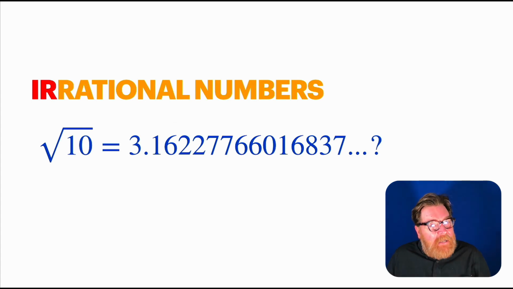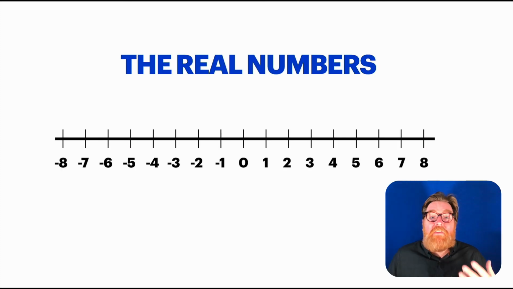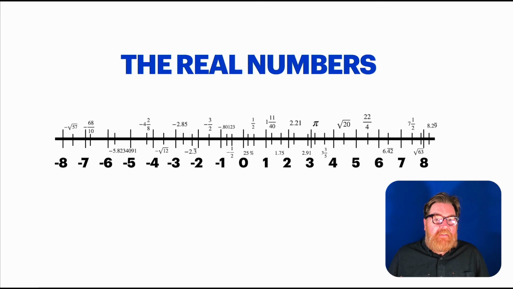All right, with that, I think we're ready to see the real numbers in all their glory, okay? The integers, and then all the numbers in between. And now I hope you have a better appreciation for how many numbers are in between and the weirdness of some of them, right? The rationals, the irrationals, the fractions, the rationals. Look at this. There they are.